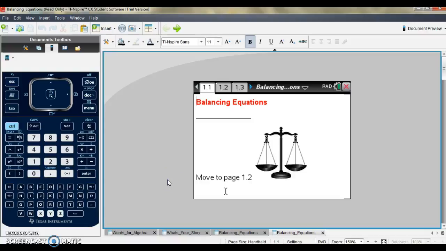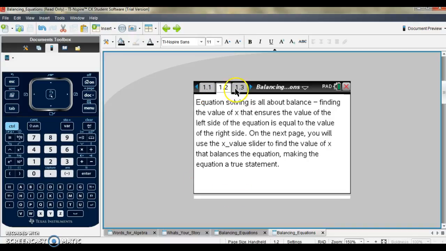This is a pre-made activity for NSPIRE. So I'm going to do this balancing equations activity that I found on the TI education page. So we're going to move to 1.2 like it says. So there's a little blurb.